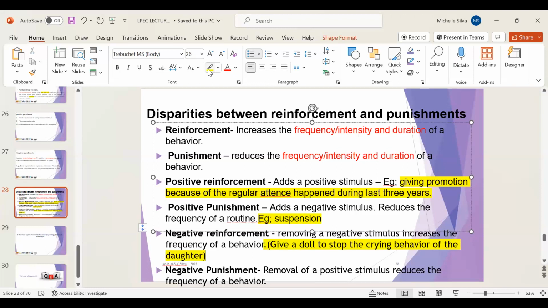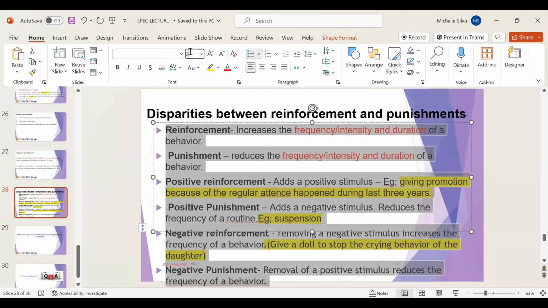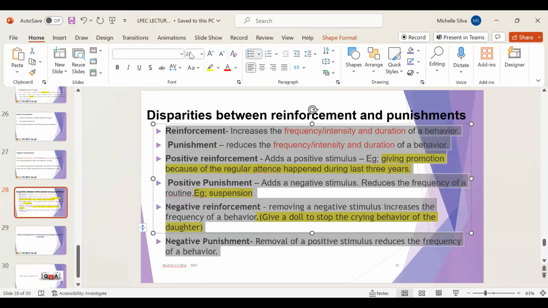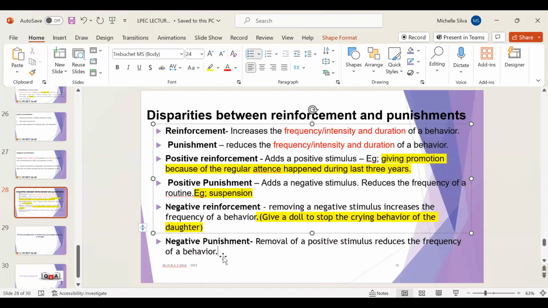So negative punishment means removal of a positive stimulus. If it is negative punishment, we remove the positive stimuli. An example is removing the TV time. But from an organizational context, it is like deciding not to give promotions in the next 2 years.